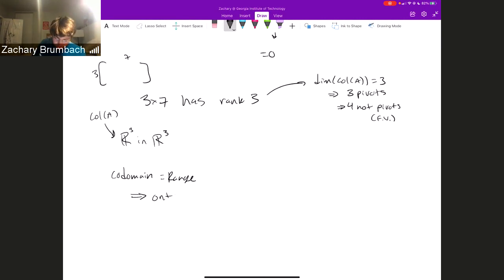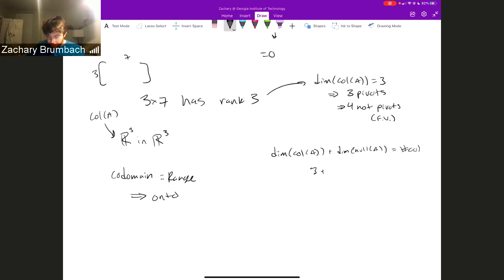Onto. When something is onto, that means there is at least one way to get to every b. So if there's at least one way, you either have one solution for everything or multiple solutions for everything. But in this particular case, we have 4 free variables, right? Because the dimension of the column space of A, plus the dimension of the null space of A, equals the number of columns.